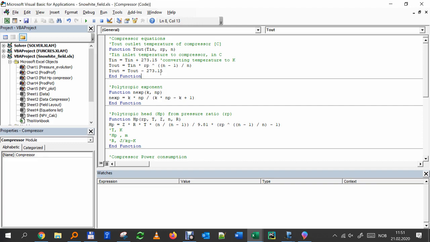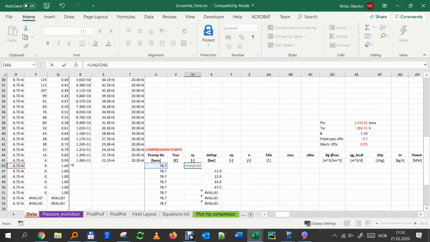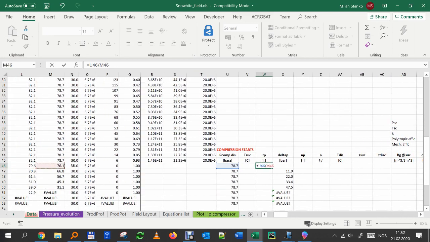Okay, I think I did it correct, I hope. If not, probably I will see the consequences. So first calculate the RP. That will be P outlet divided by P inlet. P inlet is this guy here. Pressure ratio initially is very small, but then it starts to increase.